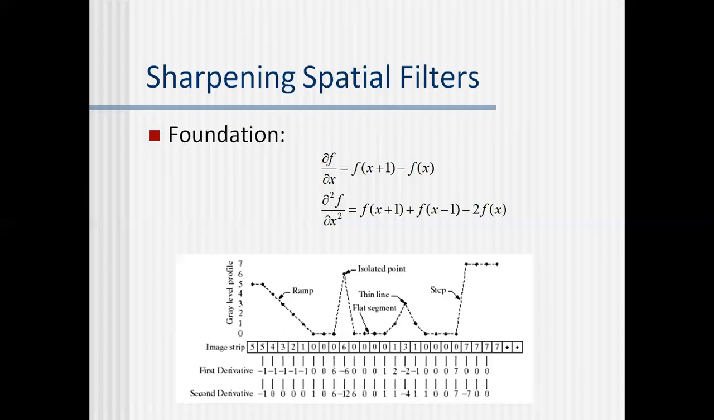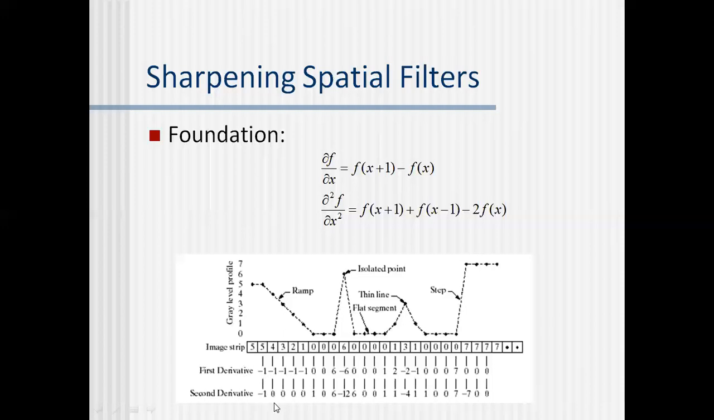Similarly, for the definitions of the second order derivatives, first point is the same, must be 0 for the flat areas. Second one must be non-zero at the onset of the gray levels. Third one must be 0 along the ramps. See here, this is the onset point. From this point, the ramp will start. This is the ramp, and this is the onset point. From this point, the step function will start.